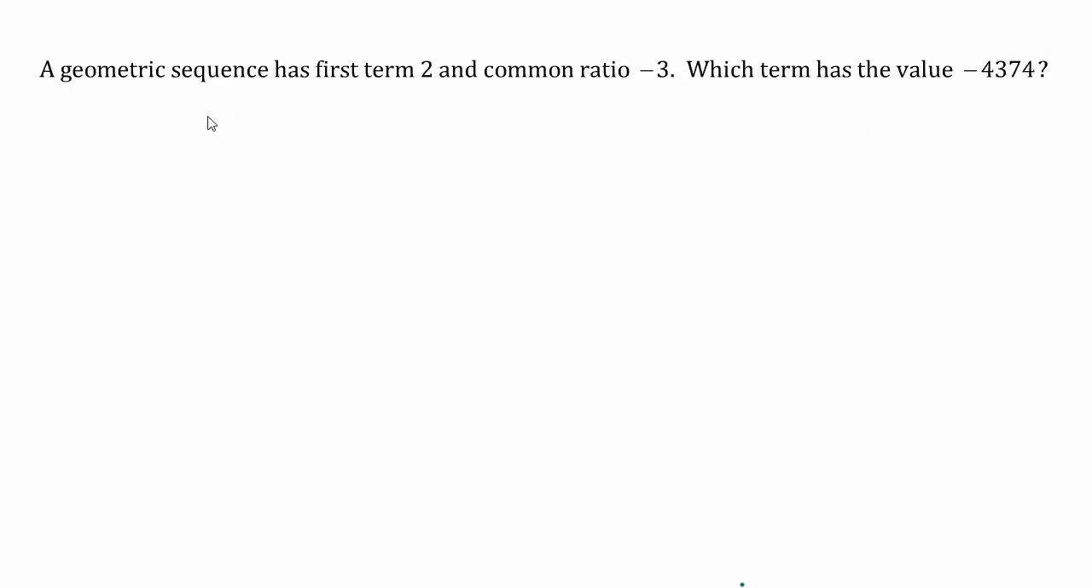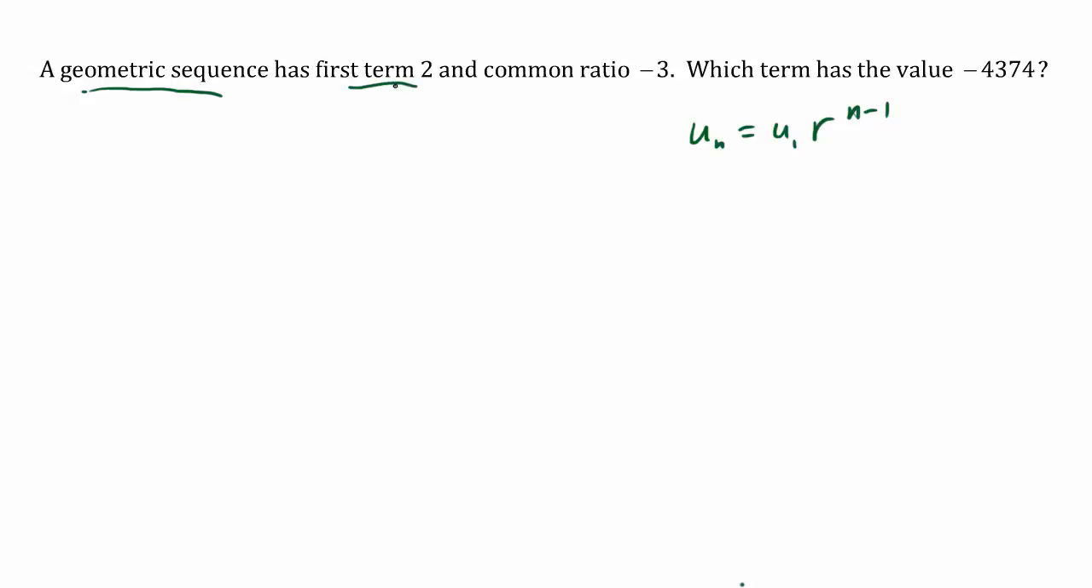A geometric sequence has first term 2 and common ratio -3. Which term has the value -4,374? So the key word we see here is a geometric sequence. The formula to memorize is u_n equals u_1 r to the n minus 1.